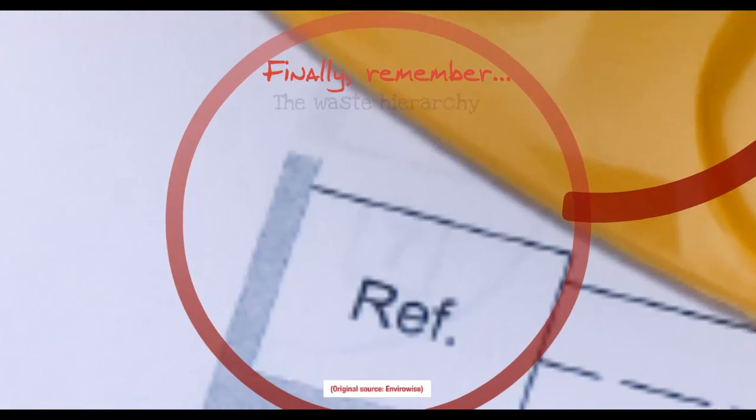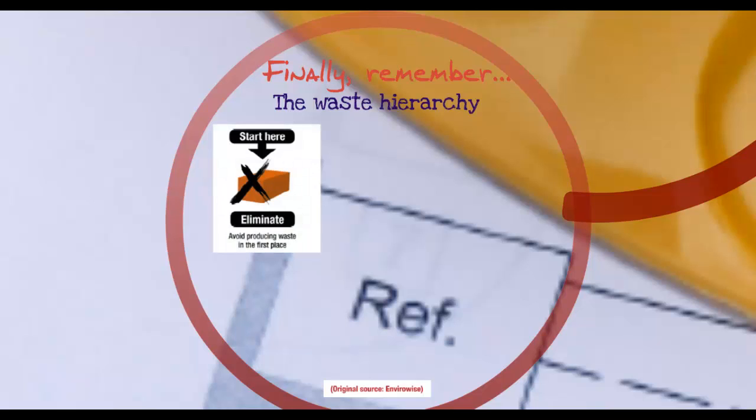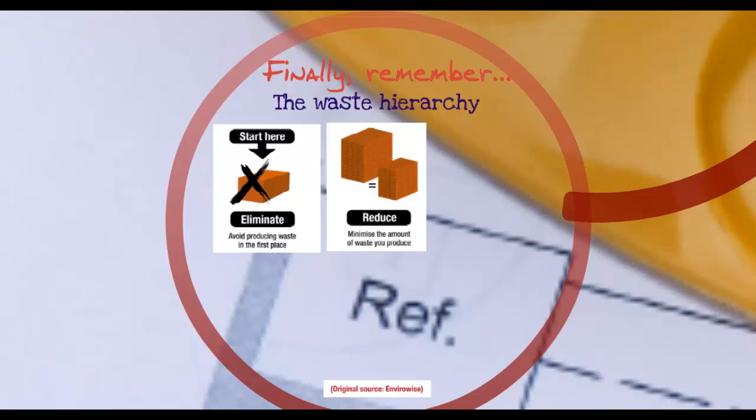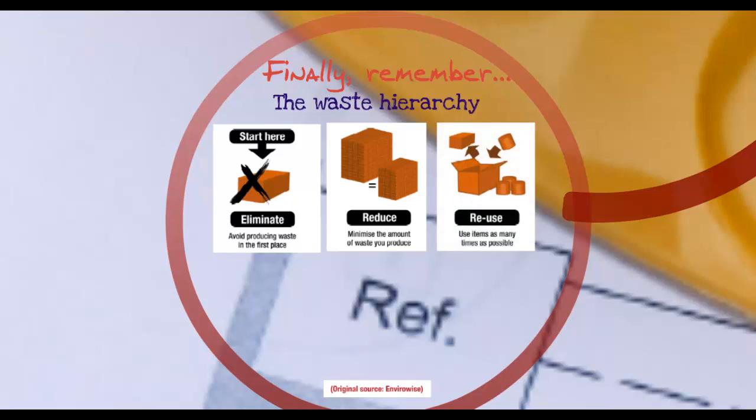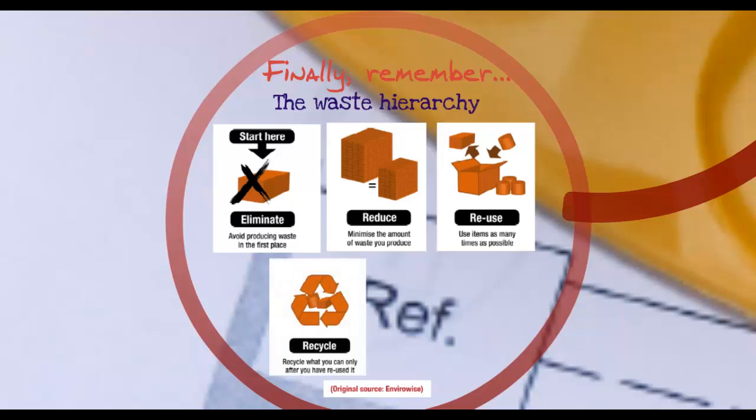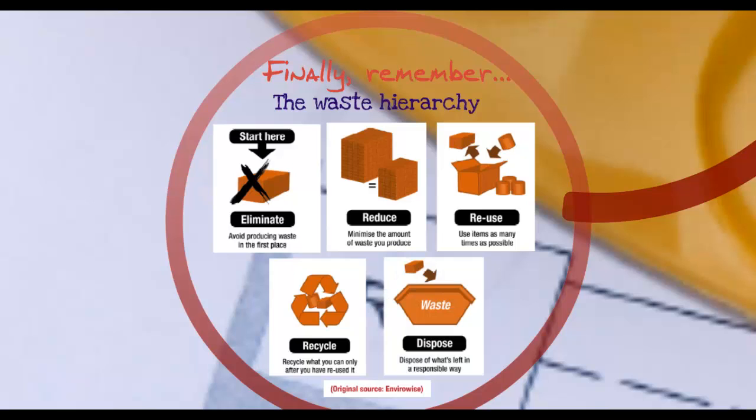Finally, remember the waste hierarchy. Eliminate. Avoid producing waste in the first place. Reduce. Minimize the amount of waste you produce. Reuse. Use items as many times as possible. Recycle. Recycle what you can only after you have reused it. Dispose. Dispose of what's left in a responsible way.